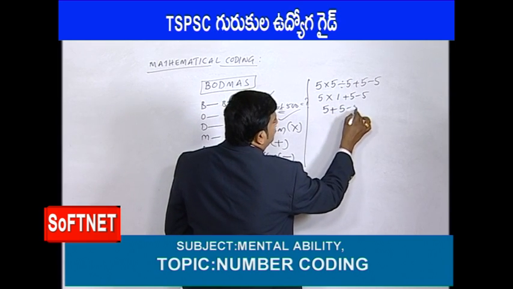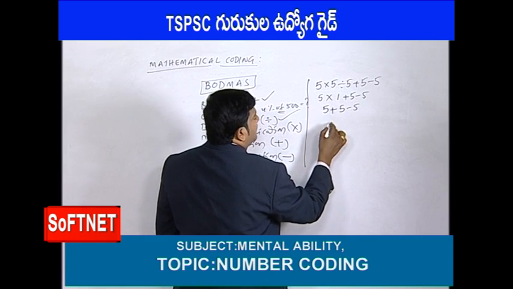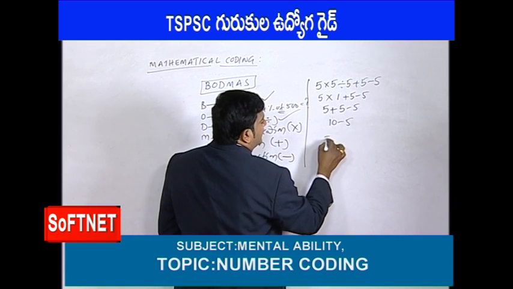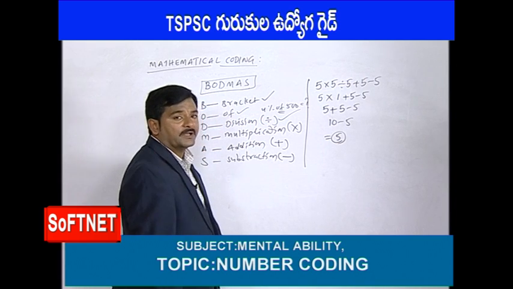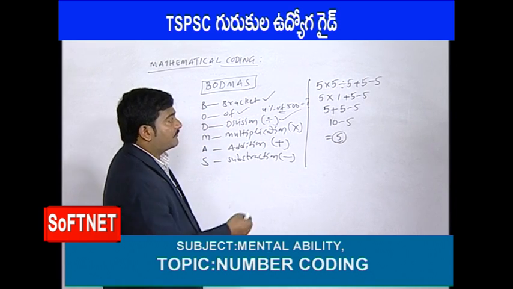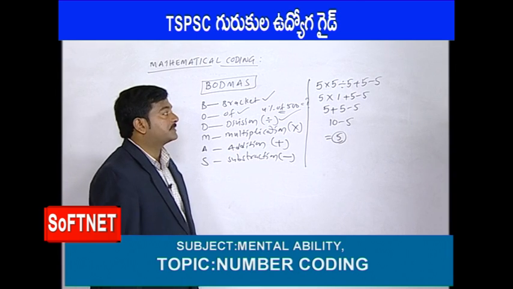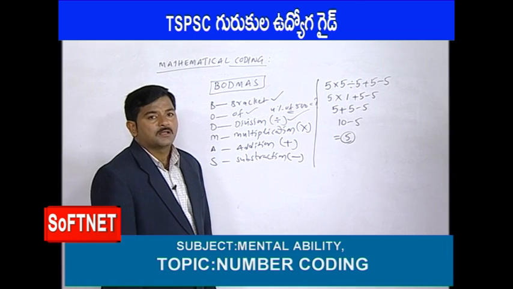Then plus 5 minus 5. 5 plus 5 how much? 10. 10 minus 5 means how much? 5. Hence the simplified value of that is 5. That we did by using the concept of what? BODMAS rule. Okay, I hope you enjoyed this.